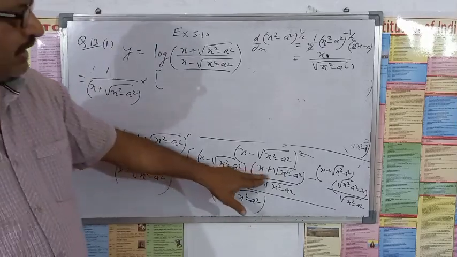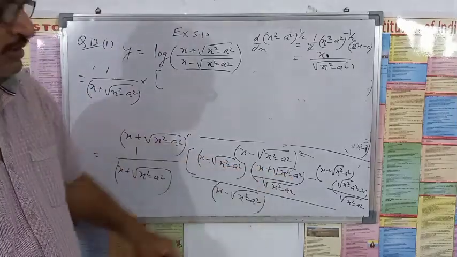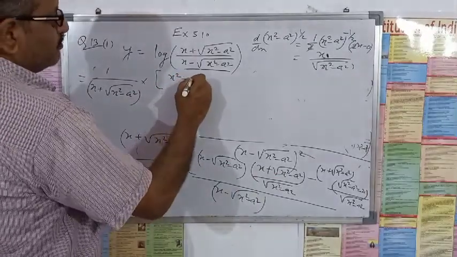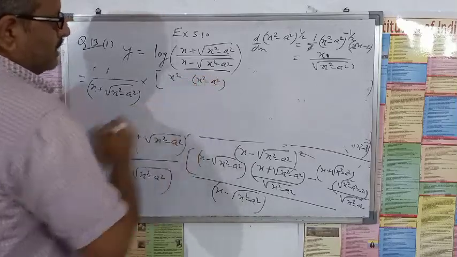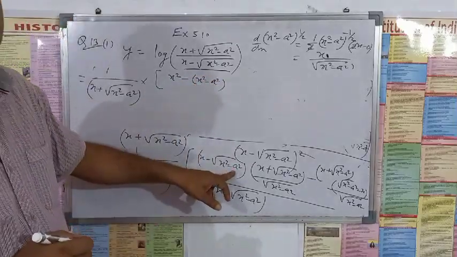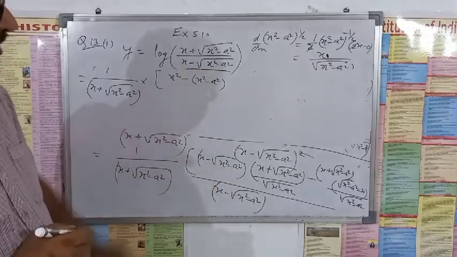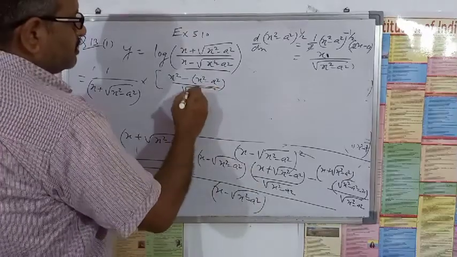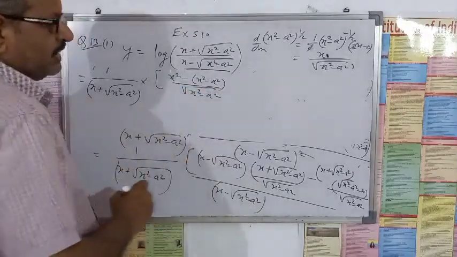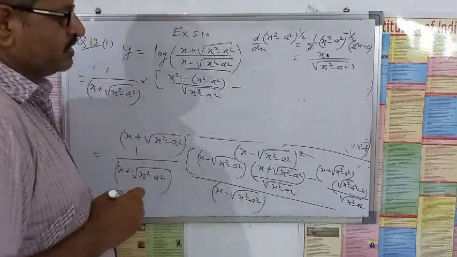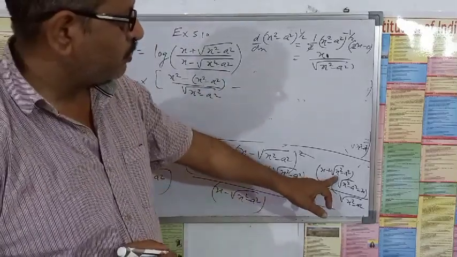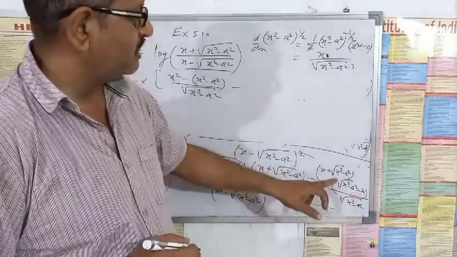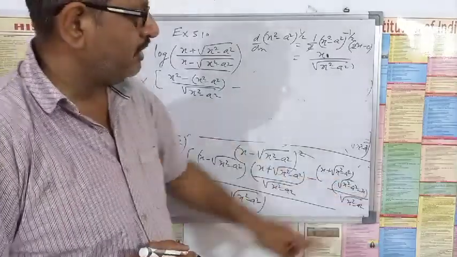A minus b, a plus b, we can write a square minus b square. So a square means x square, minus b square means x square minus root x square minus a square whole square. So it will be only x square minus a square upon under root x square minus a square minus, again we can apply this one, root x square minus a square plus x, root x square minus a square minus x. So a plus b and a minus b.